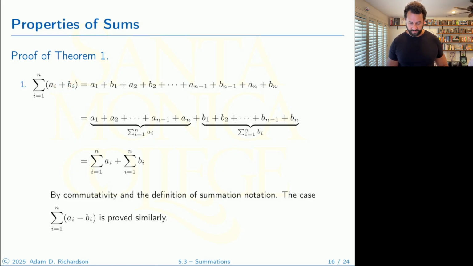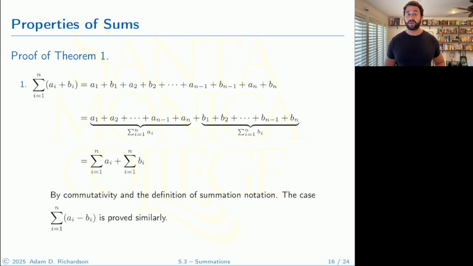So here we go. First, we're going to write out this sum in expanded form. And if you notice, I've got a1 plus b1 plus a2 plus b2 plus dot dot dot a(n minus 1) plus b(n minus 1) plus an plus bn, right? Now, by the commutative property of addition, I can move all these terms around however I want. I can move this term way over here. Commutativity of addition lets you move those things around.